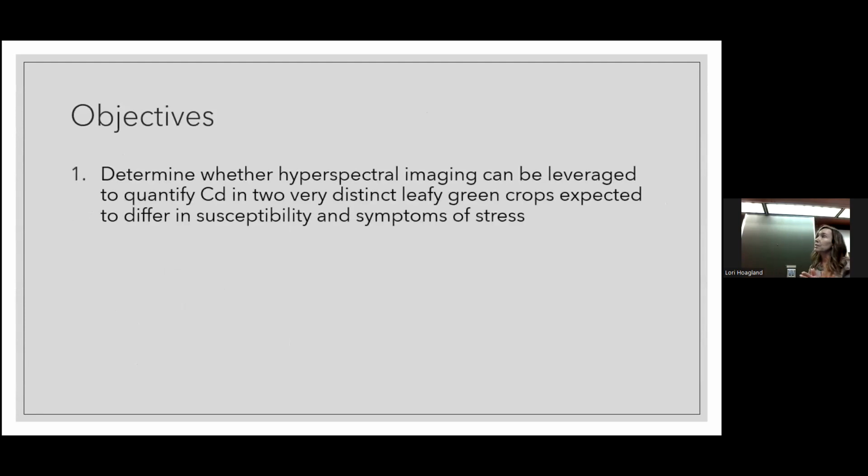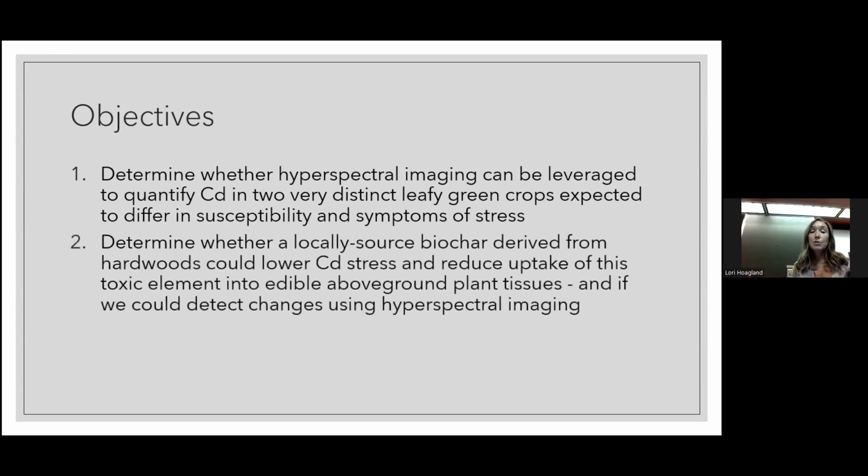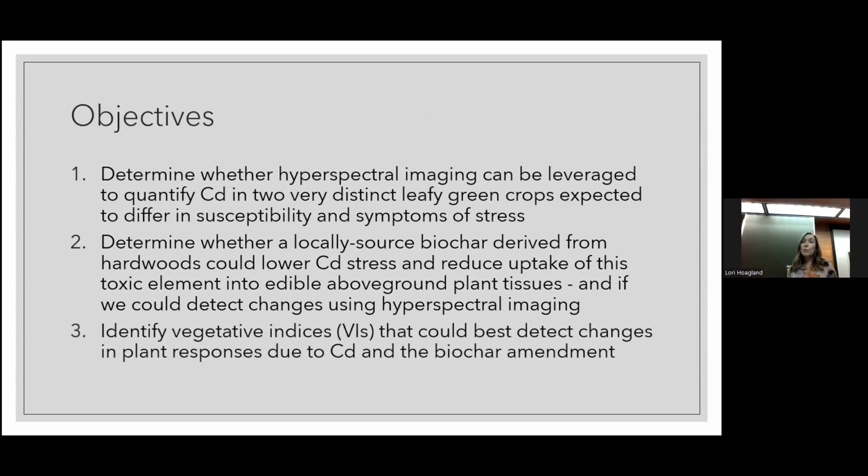So the objectives of this study: first, we wanted to see whether we can use hyperspectral imaging to detect heavy metal stress in these two very distinct leafy green crops. Next, we wanted to determine whether this locally sourced biochar could lower this stress and if we could actually detect that in our experiment using the hyperspectral imaging. And lastly, we wanted to identify vegetative indices that we could use to detect changes.